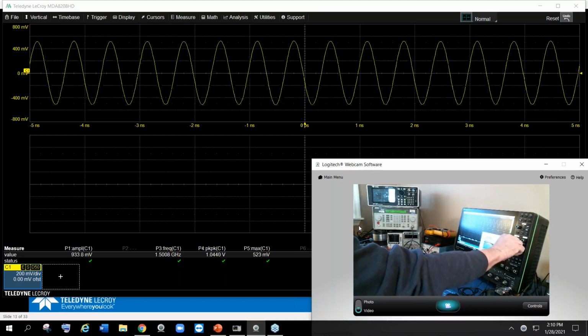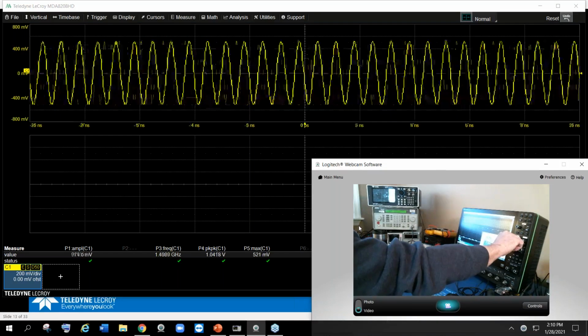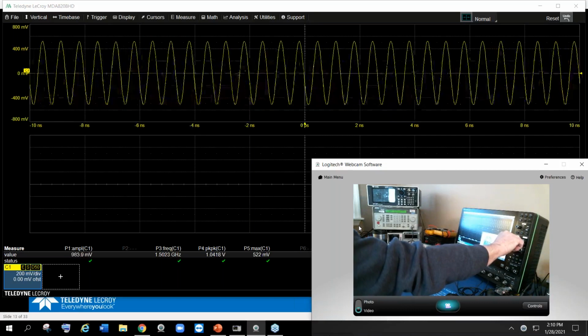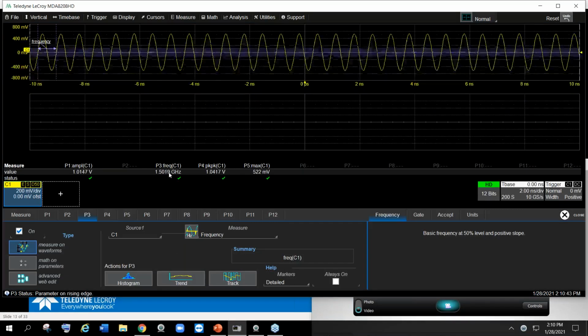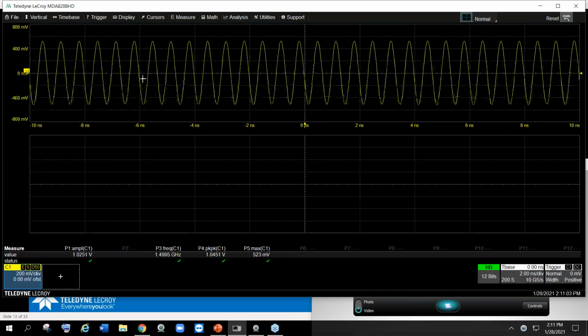I'm controlling the generator and the oscilloscope, and what is our frequency here? What I did is I added a table for this. Right now in P3 in the table of parameters, I have 1.5 gig that I am outputting. I've asked the generator to generate about 1 volt peak to peak, which is plus or minus 500 millivolts. So what's going to happen?